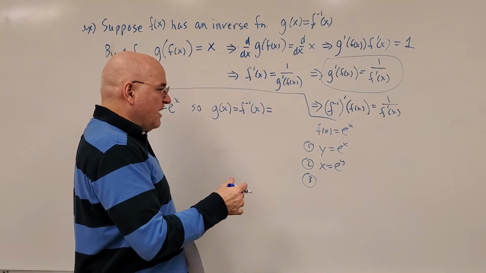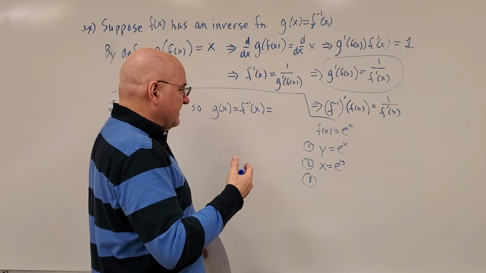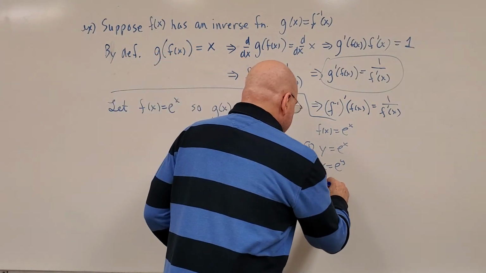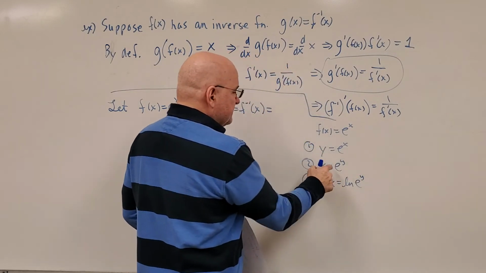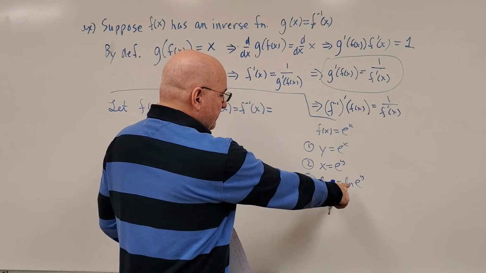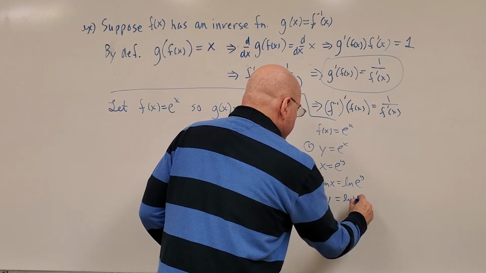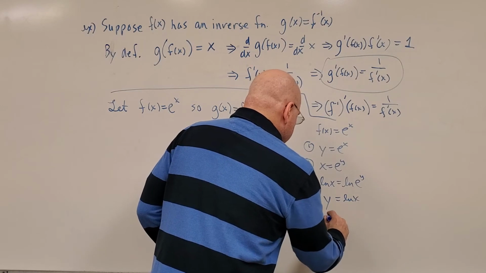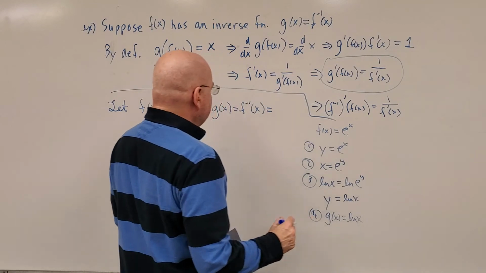Well, how do we solve for y? Well, we can just write this like a log equation. Or the way I like to think of it is take the ln of both sides. If x is equal to e to the y, then ln x is equal to ln e to the y. But the right-hand side just gives you y. So number 4, the inverse function would be ln x.